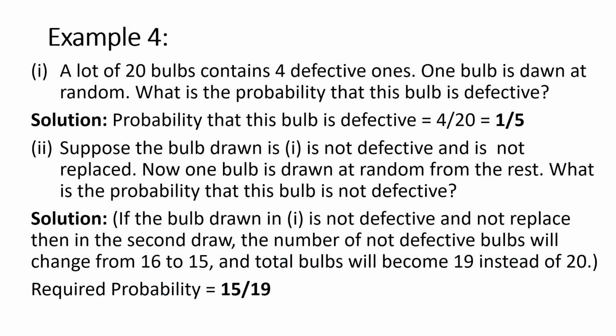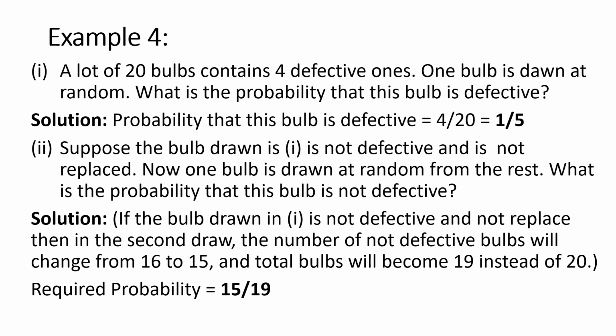Example 4. A lot of 20 bulbs contains 4 defective ones. One bulb is drawn at random. What is the probability that this bulb is defective? Now this is very simple. Probability that the bulb is defective. There are 4 defective and total 20 bulbs. So 4 upon 20, which is 1 upon 5.